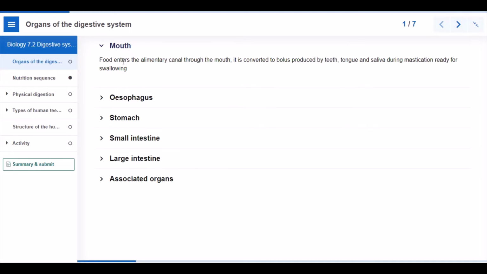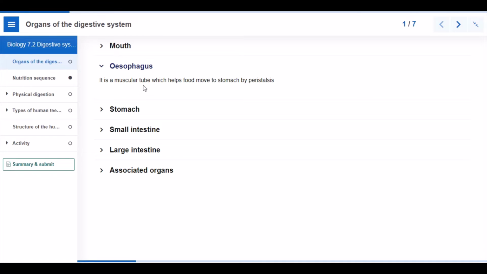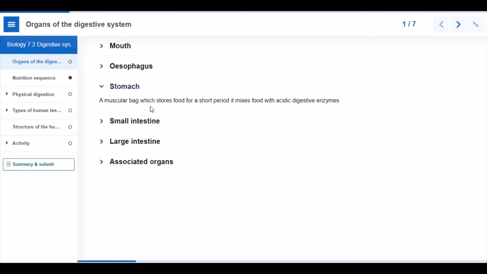The mouth is where food enters the alimentary canal. The food is converted to bolus, which is produced by the work of the teeth, tongue, and saliva during mastication, preparing the food for swallowing. The esophagus is a muscular tube which helps food move to the stomach by an action called peristalsis. The stomach is a muscular bag which stores food for a short period. It mixes food with acidic digestive enzymes.